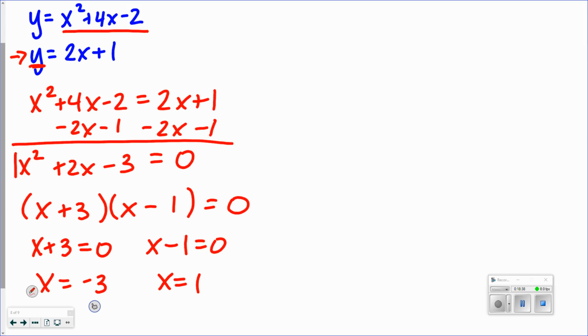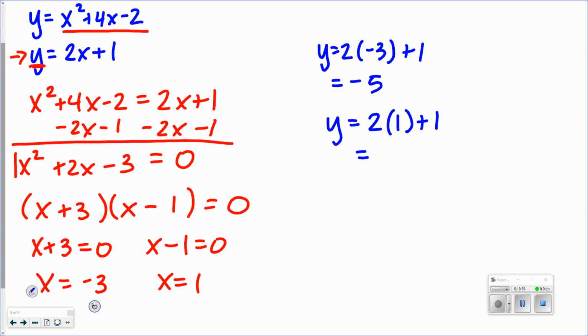So you should get 2 values. The first one is negative 5 and the second one is 3. So my solutions, you should get that they are negative 3, negative 5, and 1, 3.